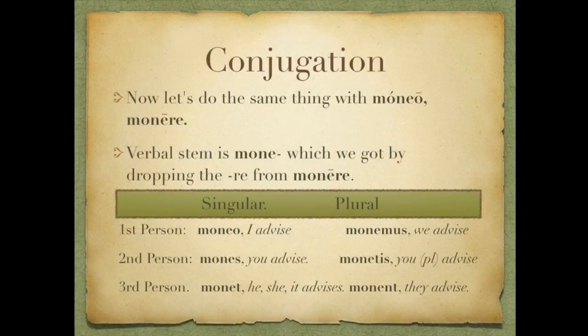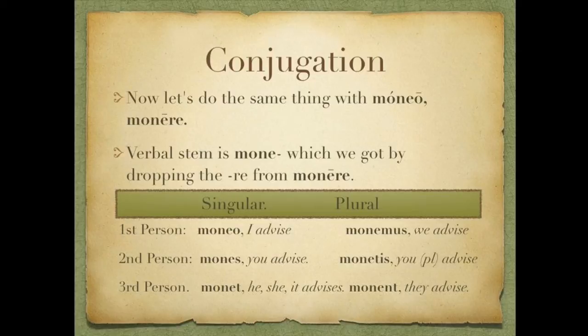So we'll do the same thing with a second conjugation verb. So we have our second conjugation model verb, moneo, monere. And we have the verbal stem mone, which we got from dropping the re from the infinitive. So first person singular, again, already given, moneo, I advise. Second person singular, mones, you advise. Third singular, monet, he, she, or it advises.